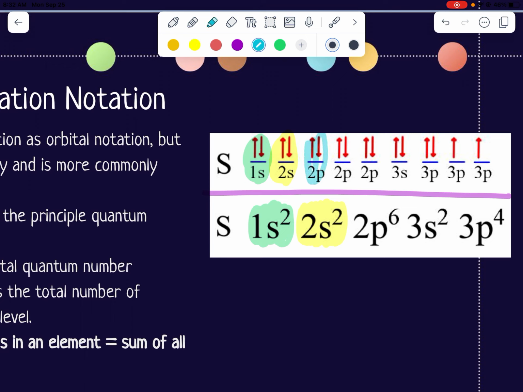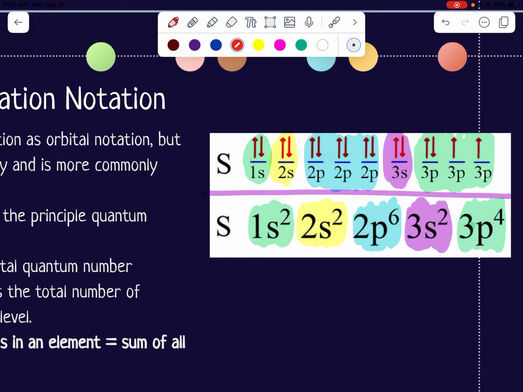Next, I'm going to take the 2p sublevel that I'm highlighting in blue, and I'm going to write it as 2p6 because it had 6 arrows, that's 6 electrons. Next, I'm going to take the 3s level that I'm highlighting in purple and write it as 3s2 because it had 2 electrons. I'm going to write a 2 superscript to show that it contains 2 electrons. And finally, the last sublevel occupied in sulfur is 3p, but it's not full. It only has 4 electrons. So I will write that as 3p4.